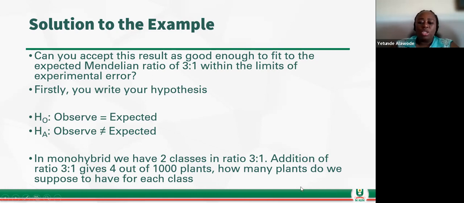So I want you to just follow me carefully and take notes. If you have any questions, you ask. Still going back to that question, in a monohybrid cross, we have the ratio 3:1. That's 2 classes, 3:1 ratio, right? So the first thing you will do now is to add the ratio 3:1. When you add 3 plus 1, you get 4.